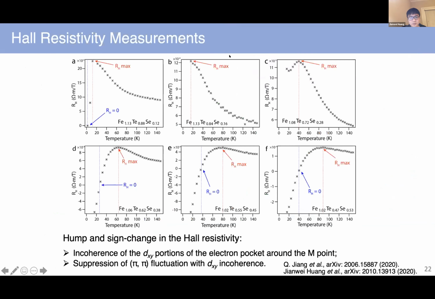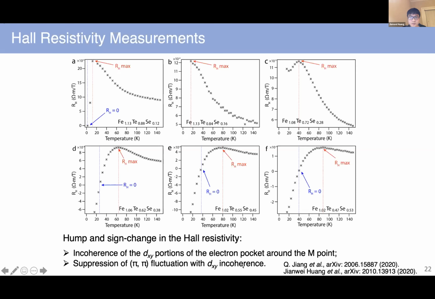And this is not the end. We have done Hall resistivity measurements on this FTS series. And we find that a common feature is that the Hall resistivity as a function of temperature shows a hump and a sign change. So there are two interpretations of this behavior. One is that this hump and sign change is caused by the incoherence of the dxy portions of the electron pockets around the endpoint. The second interpretation is that it's the suppression of pi fluctuations with the dxy incoherence.